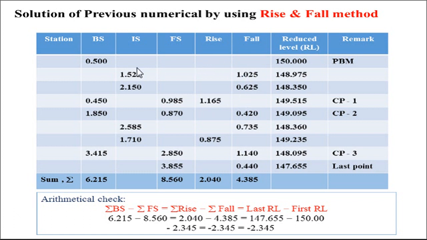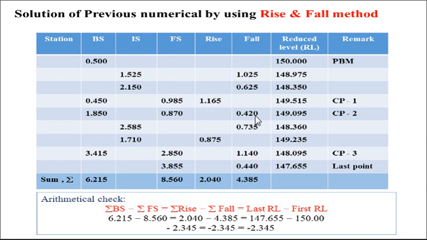Now see, the reduced level for this point is already given, and we want to find the reduced level for the next point. Here there is a fall, so we have to subtract the fall from the previous RL. So 150.00 minus 1.025, and we will get the reduced level for this. Again a fall is there, so subtract the fall from this reduced level, and we will get the reduced level for this point. Next there is a rise, so add the rise to this reduced level, and we will get the next RL.